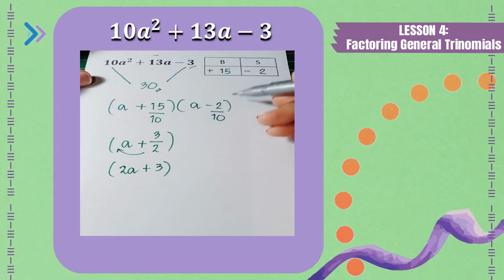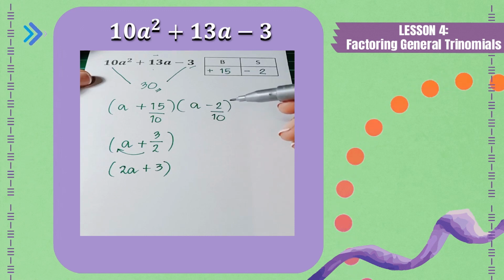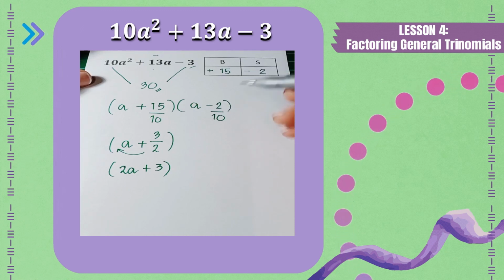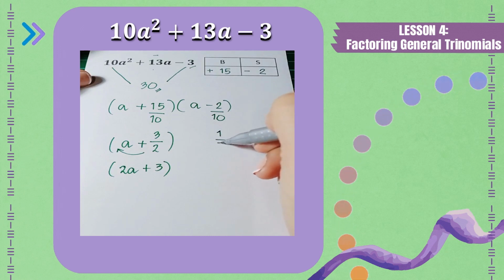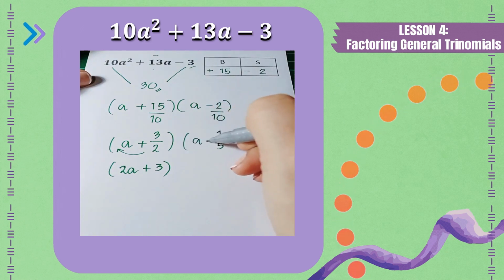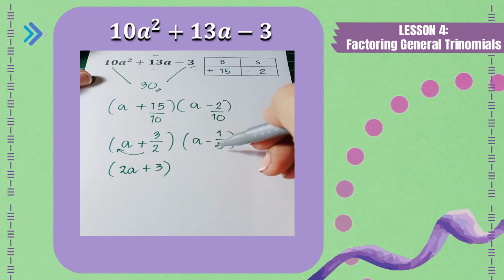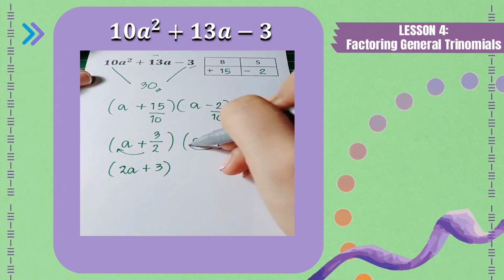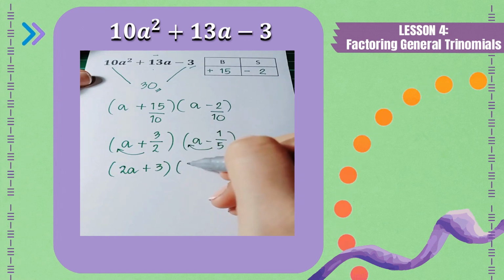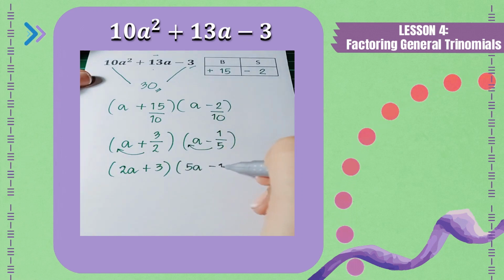How about this one? So, 2 over 10, hindi rin siya pwedeng i-divide, but we can simplify this as 1 over 5. So, magiging A minus 1 over 5. Meron pa rin denominator or divisor. So, etong 5 ilalagay natin sa unahan ng A. So, magiging 5A minus 1.